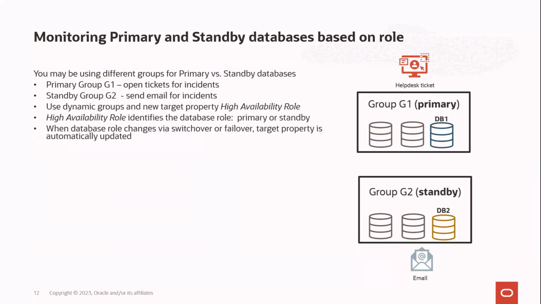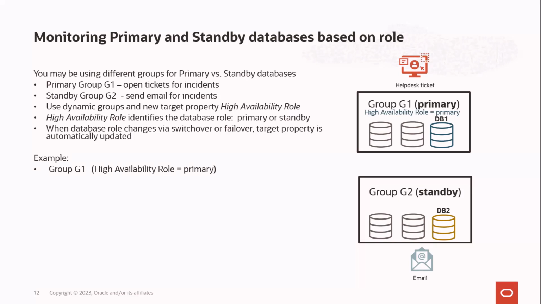To enable the primary and standby database targets to be added to the appropriate groups in an automated way, you can define these groups as dynamic groups, which also include administration groups, and use a new target property called high availability role as their membership criteria. The high availability role is set to primary or standby based on the database's current role. When there is a role change due to switchover or failover, the value of this property is automatically updated accordingly.